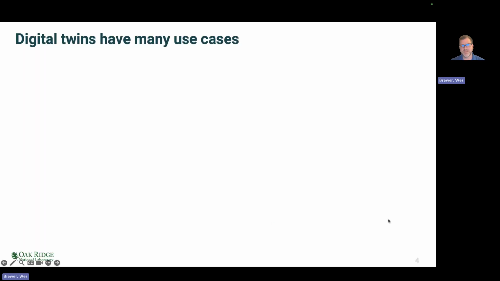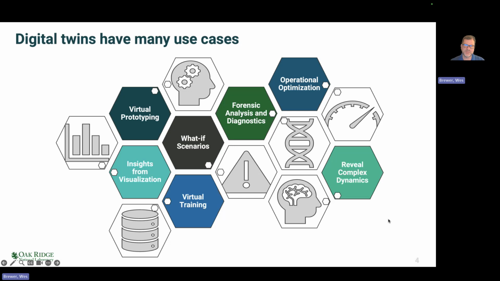And so digital twins have many use cases. When we started our project, we talked with a number of engineers, and we came up with a number of possible use cases, and then we categorized them into 6 different categories, which I show here. In this work, we haven't investigated all these use cases, but we've mainly been focusing on these 3: virtual prototyping, what-if scenarios, and insights from visualizations.